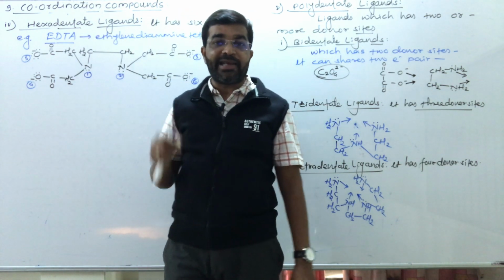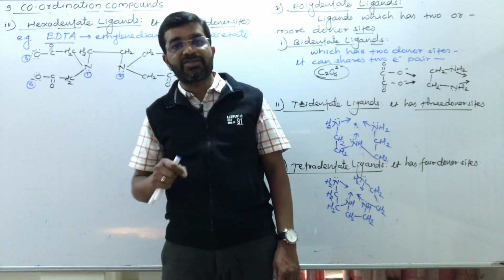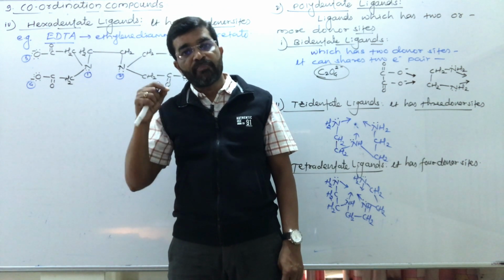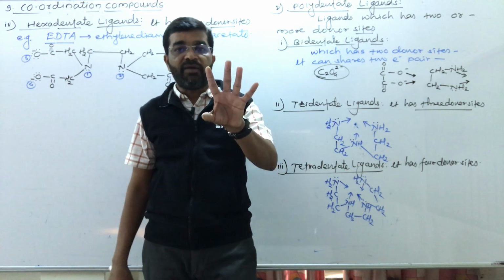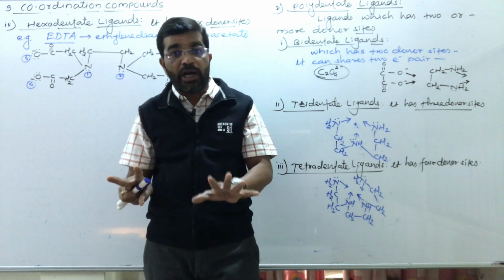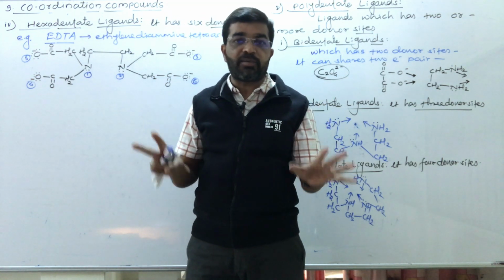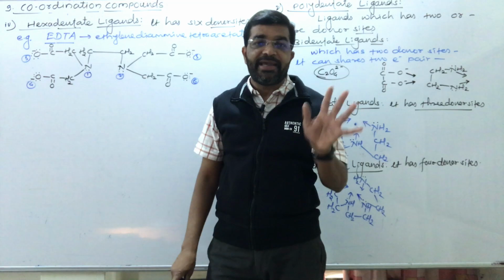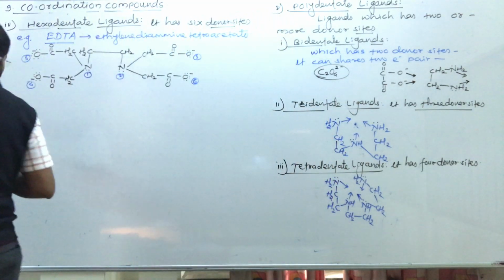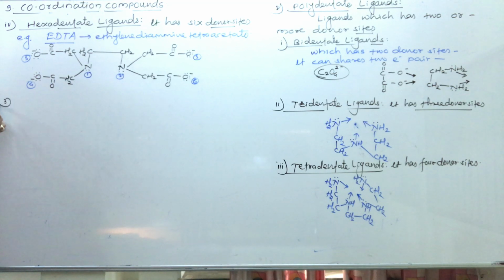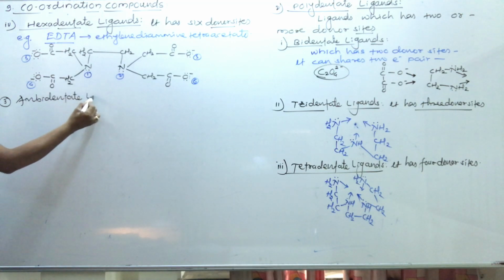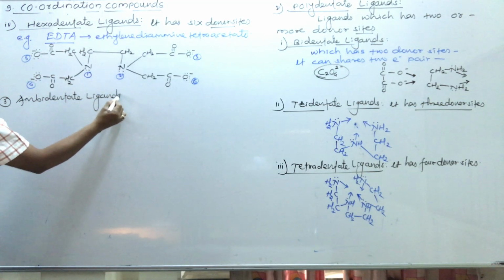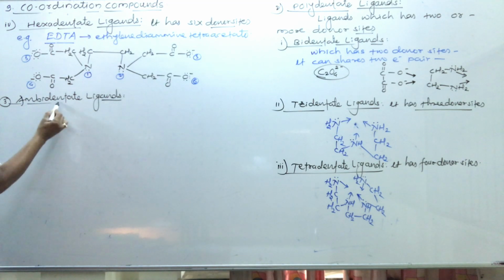And hexadentate ligands are ligands which can share 6 lone pairs of electrons with the central metal atom or ion and form 6 coordinate bonds. So that is called a hexadentate ligand. Then see, the third main type of ligand is the ambidentate ligand. What are ambidentate ligands, and we also have to study their examples.